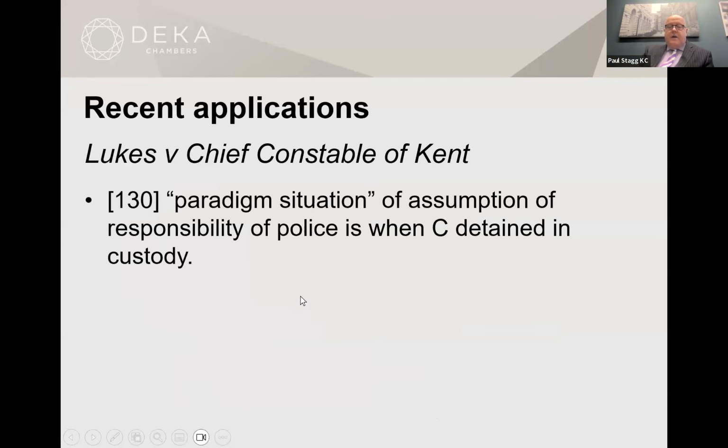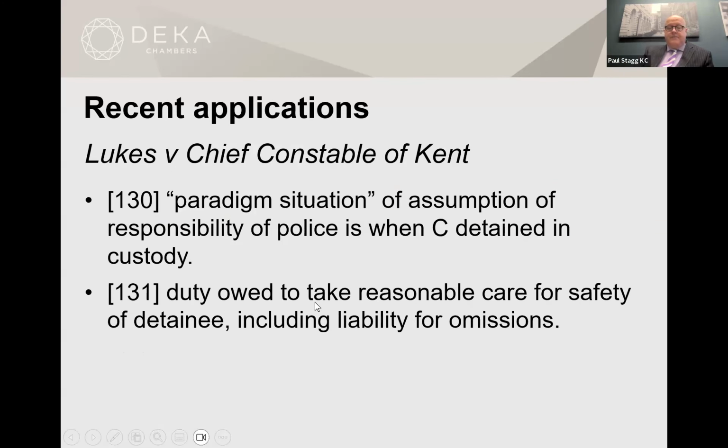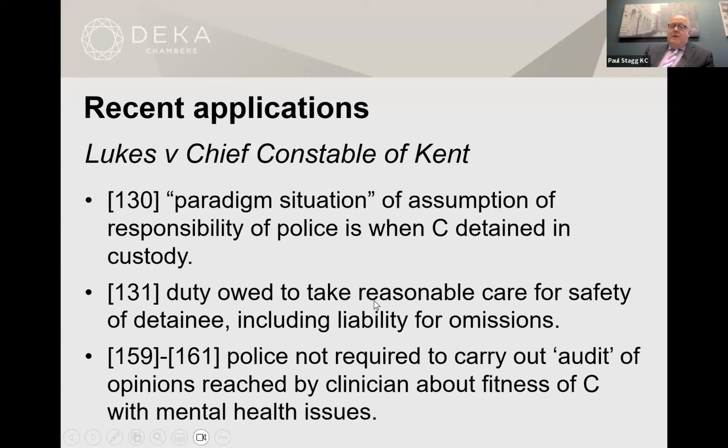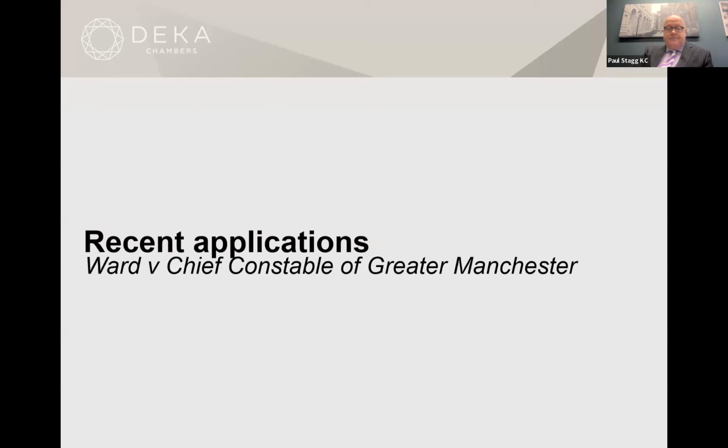In relation to the police, the judge said, first of all, it's a paradigm situation of assumption of responsibility on the part of the police when the claimant is detained in custody. So when the police detain someone in custody, they owe a duty to take reasonable steps to safeguard that individual. One of the arguments for the claimant was that the police should have disagreed with the nurse's assessment, and it was held the police were not required to carry out an audit of the opinions reached by the clinicians about the fitness of the claimant in all the circumstances. So the claim against the police was struck out.